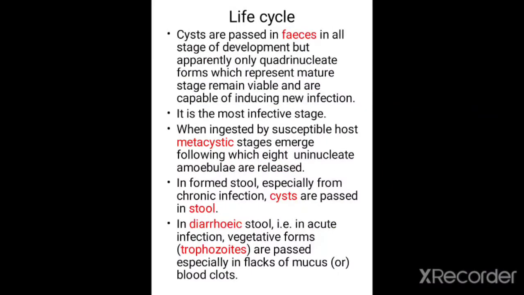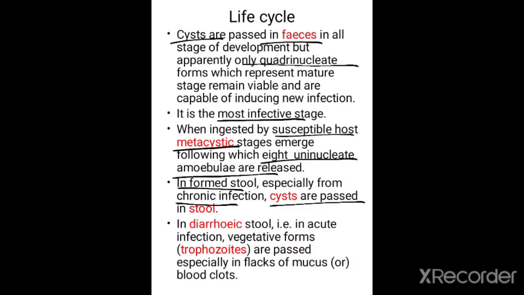Cysts are the most infective stage and they are passed in the feces when they are in the quadrinucleate stage. When ingested by a susceptible host, metacystic stages emerge, following which 8 nucleate amoebulae are released. In formed stool, especially from chronic infection, cysts are passed. In diarrheic stool, that is an acute infection, vegetative forms, that is the trophozoites, are passed, especially in the mucus or blood clots.